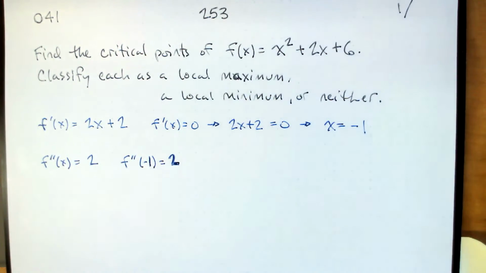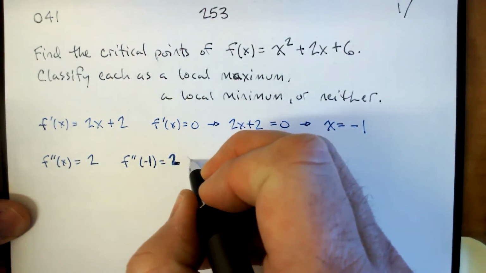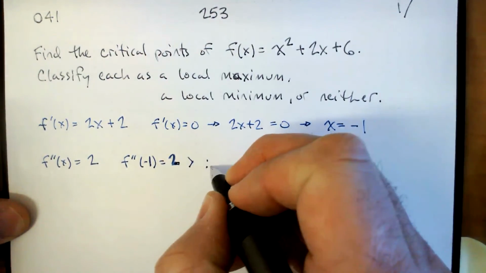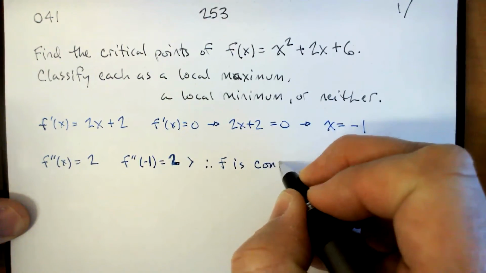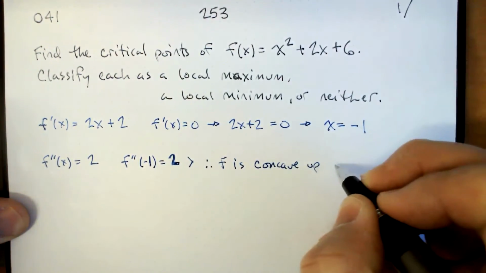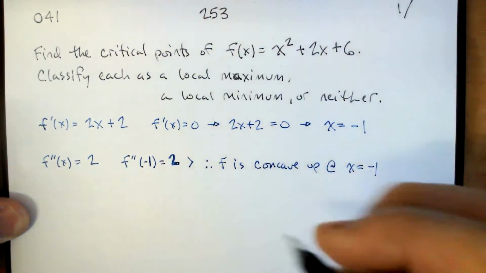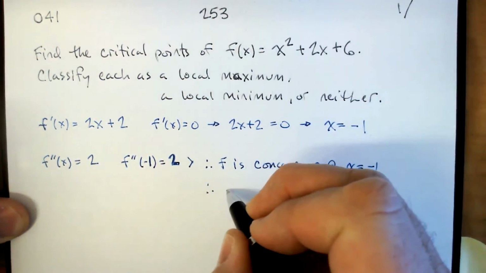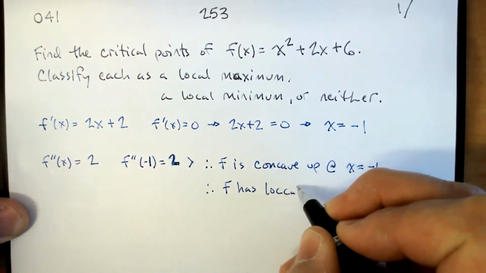We're looking at the second derivative because we want to classify a critical point. So we look at the second derivative and how it compares to 0. In this case, the second derivative is positive. Therefore, we would say f is concave up. Therefore, f has a local minimum.